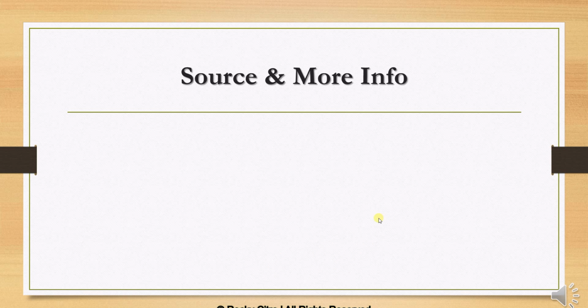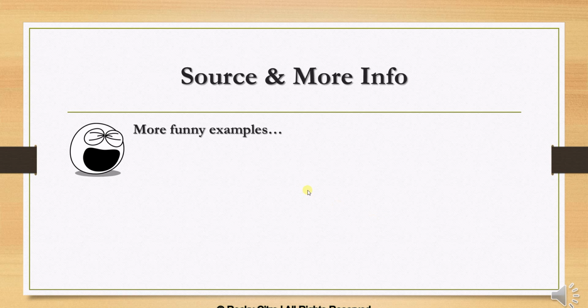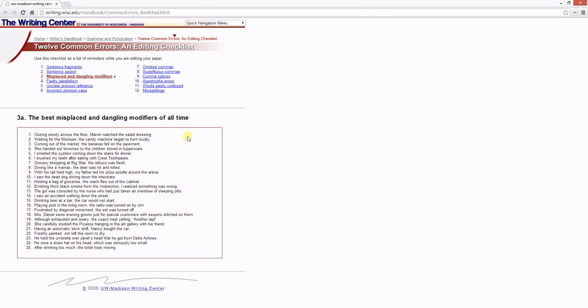One of the places where I got a couple of the examples for these misplaced modifiers was from this website here, which is the University of Wisconsin-Madison's Writing Center. There's a couple of other funny ones here. You can search Google or whatever search engine you use for misplaced modifiers, and you'll see a bunch of lists like this. A couple more.